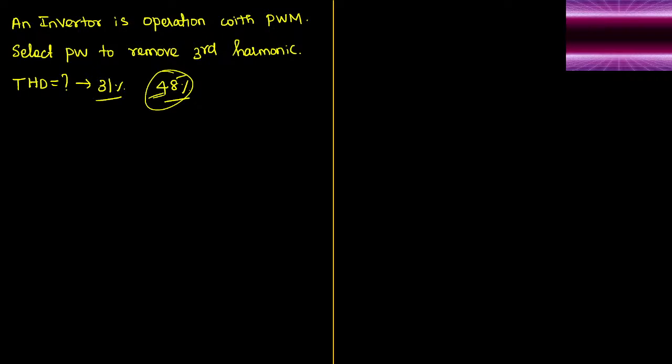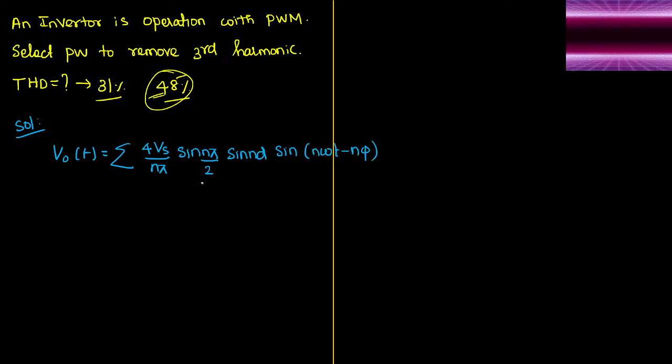Let us explore the next question and try to remember. Let me recapture something. What is the condition to eliminate the nth order harmonic? How will you eliminate the nth order harmonic? We know whenever we are using the pulse width modulation technique, the instantaneous output voltage can be written as 4 Vs by n pi into sine n pi by 2 into sine n times d into sine n times omega t minus n pi. Yes or no? Yes, sir.